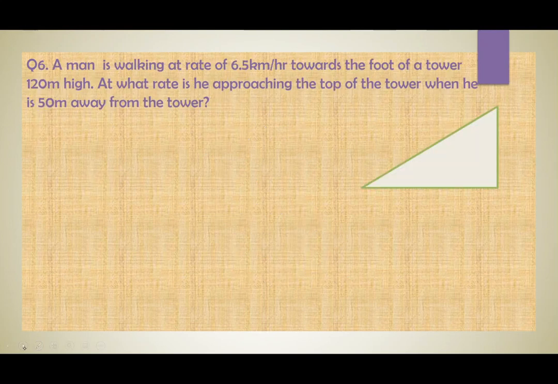Now let's talk about this last question. A man is walking at a rate of 6.5 kilometer per hour towards the foot of a tower 120 meter high. At what rate is he approaching the top of the tower when he is 50 meters away from the tower? Okay. Now I have already made this diagram so that it becomes easy to understand.